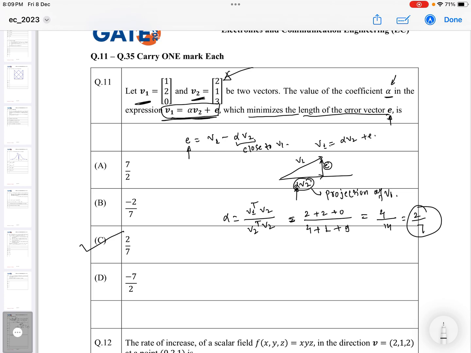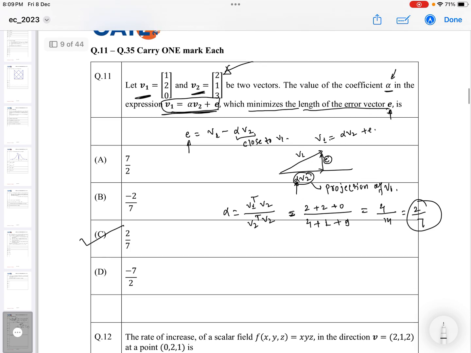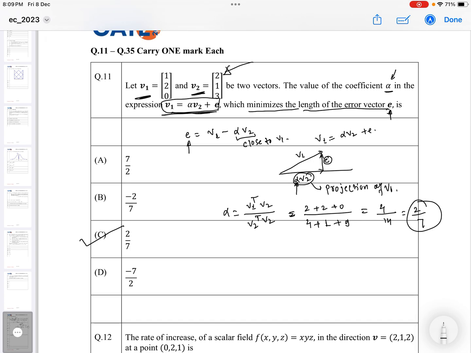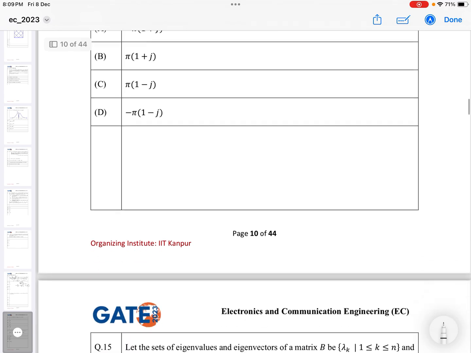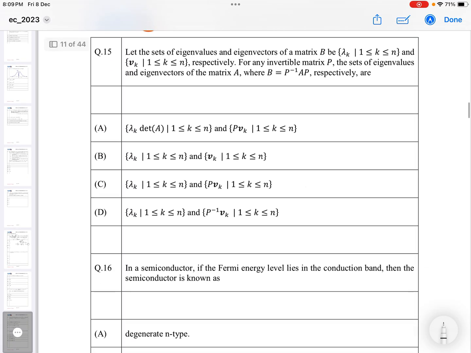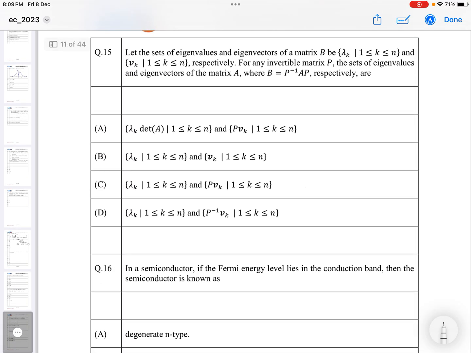So basically this question is from projection, and that is all. If you are getting this, there are other methods to solve it also, but this is the shortest way to solve this question. Now we can look at another question, that is question number 15, I think. Yes. So question number 15, let's see what it is asking.